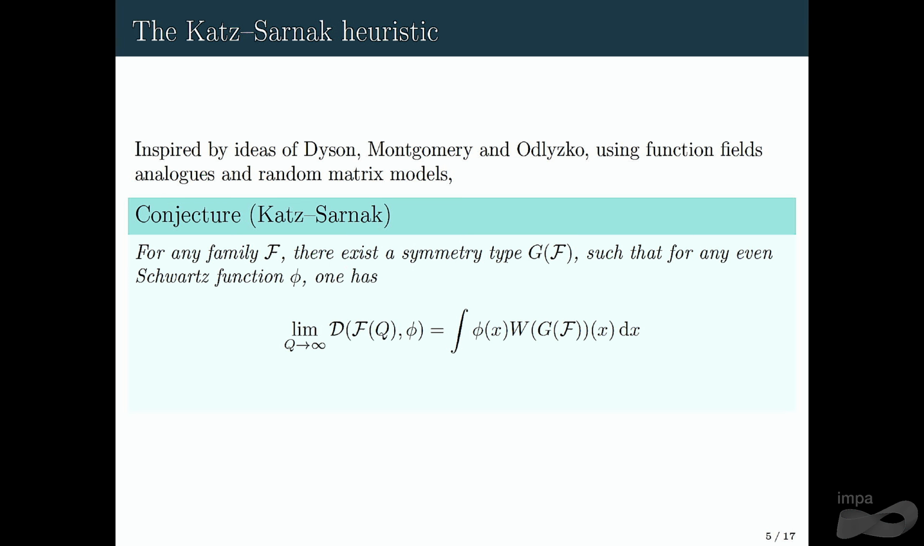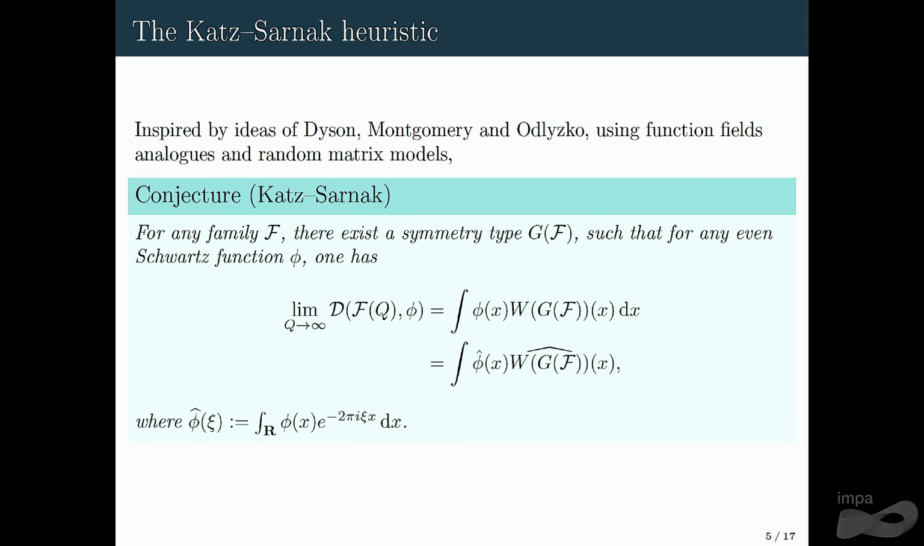For each even Schwartz function phi that I put in, the limit is going to be the limit of the integral of phi against some distribution function that is telling you the zeros are distributed according to this. And I'm just writing here exactly the same thing.